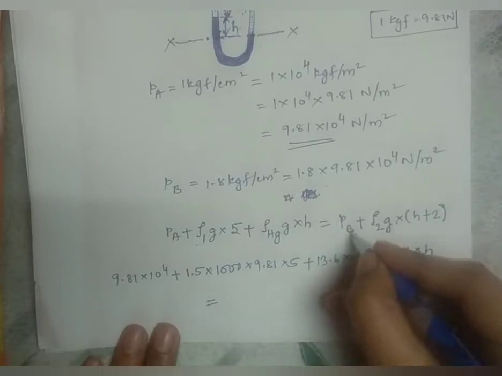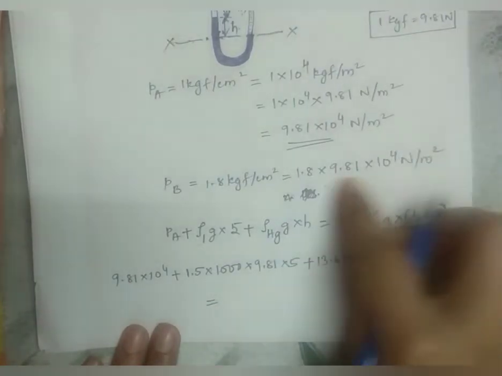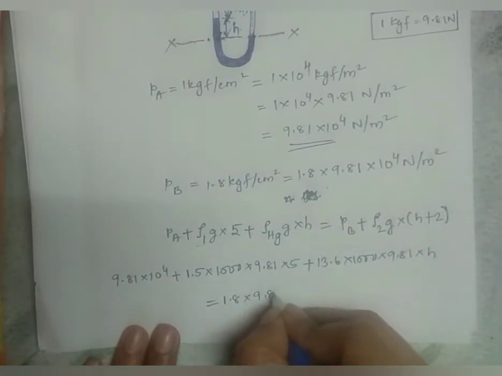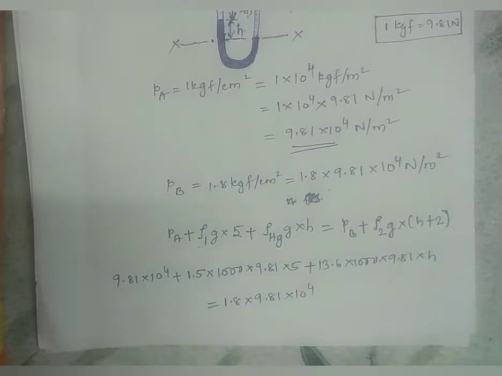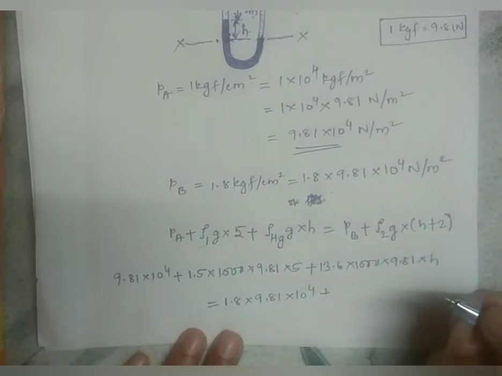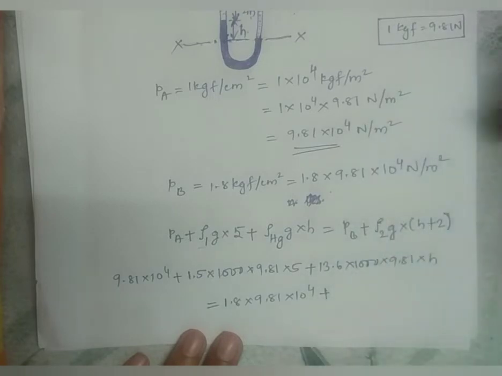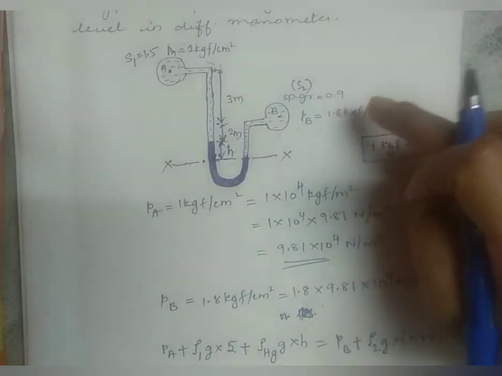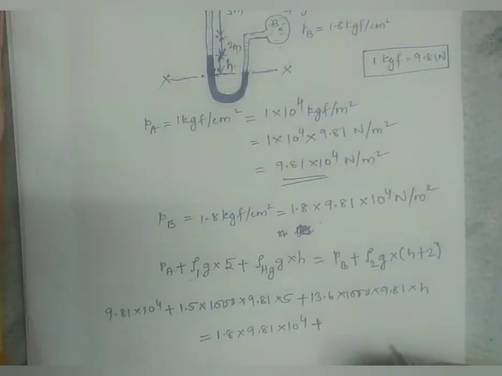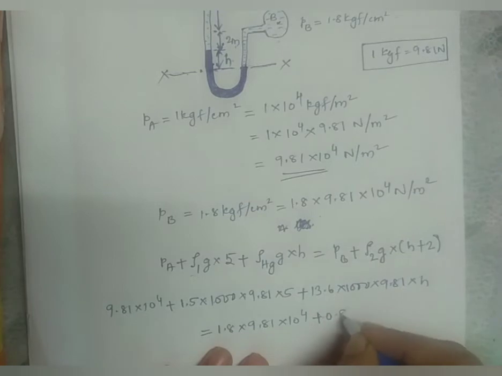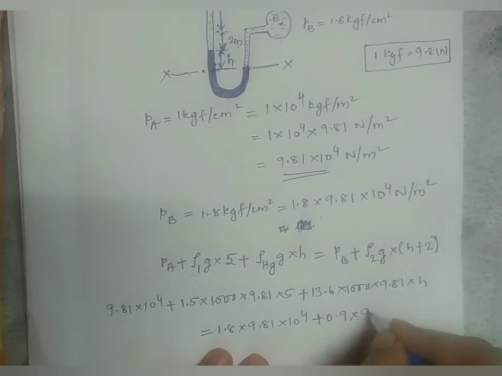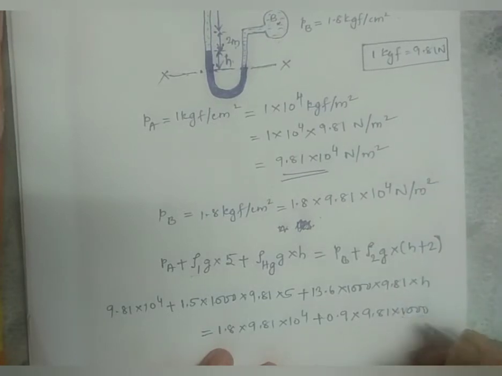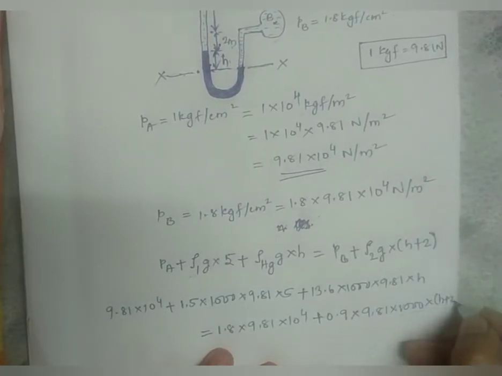Next, one equal to PB. What is PB? It is this much. So I am writing down 1.8 into 9.81 into 10 raised to 4 plus rho 2. Rho 2 is the specific gravity of the second pipe liquid, that is 0.9. So I am writing down rho 2 as 0.9 into 9.81 into 1000, that is the rho of water, into H plus 2.